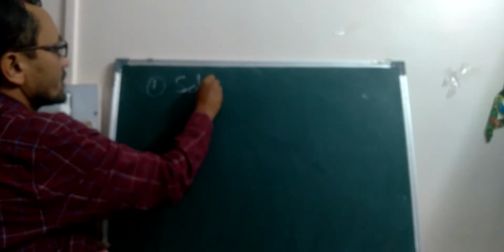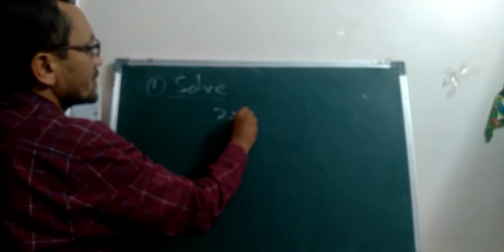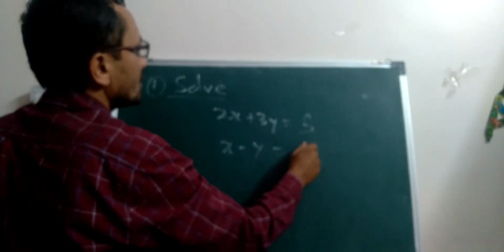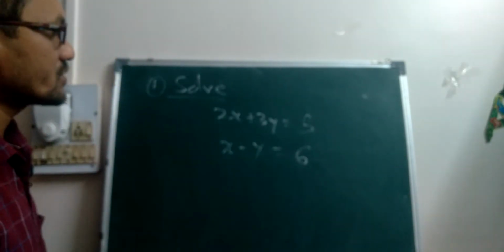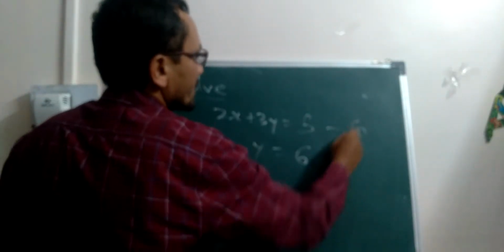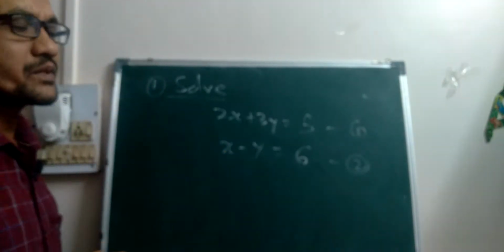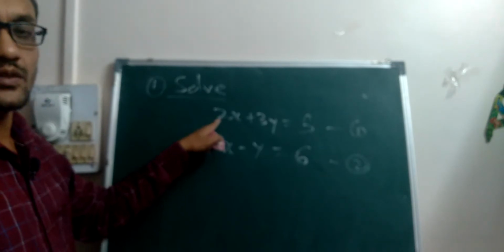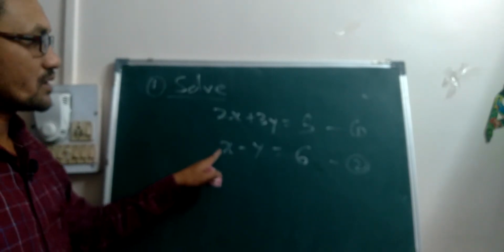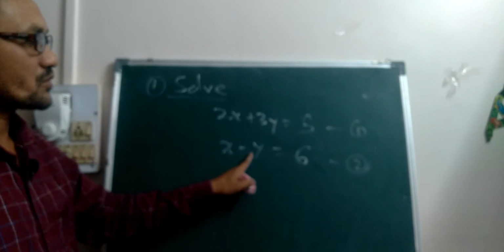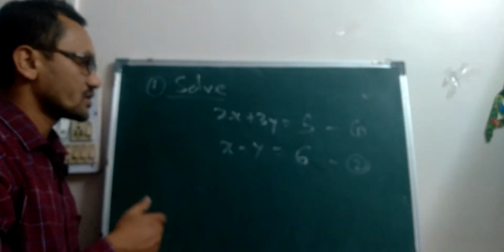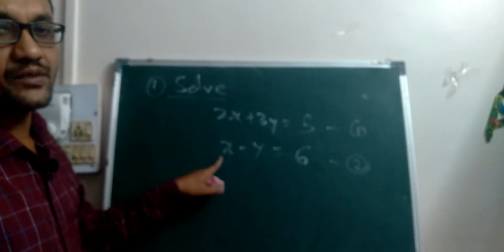So for the first method, suppose we have the equations: solve 2x plus 3y is equal to 5 and x minus y is equal to 6. Suppose this is the first equation and this is the second equation. How to solve such type of equations? Here x has coefficient 2, here x has coefficient 1, here y has coefficient 3, here y has coefficient minus 1. So there is no common coefficient here. So we will make a common coefficient by multiplying the second equation by 2.